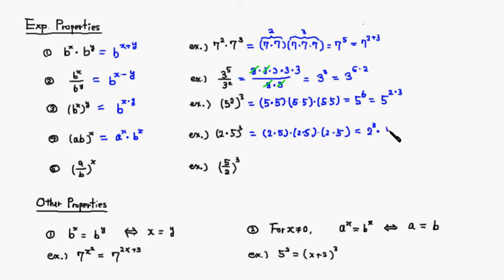How many 5's? 1, 2, 3. So 5 cubed. You can think of it as distributing the power 3 to each base: the first base is 2 and the second base is 5. So you have 2 cubed times 5 cubed. That's why a times b, raised the whole thing to the x, is equivalent to a to the x times b to the x.